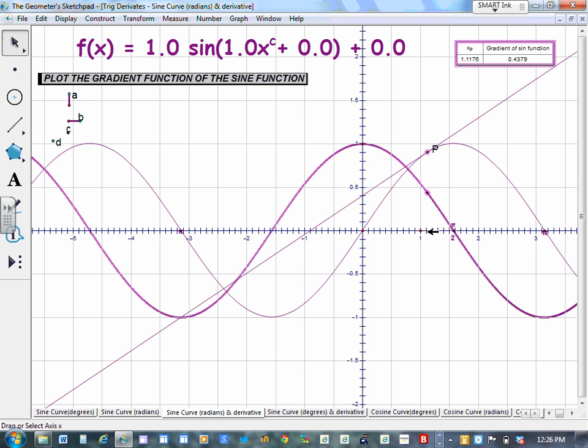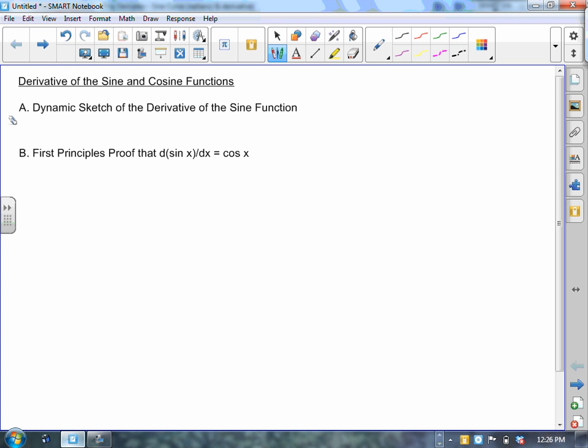So if you look closely at the resulting graph, the one in bold face font, in purple, the thickened curve, you might recognize that as a specific sinusoidal function. In fact, it is none other than the cosine curve. So what we're seeing from the dynamic sketch is that the derivative of the sine function, the derivative of sine x with respect to x, is none other than cos x.